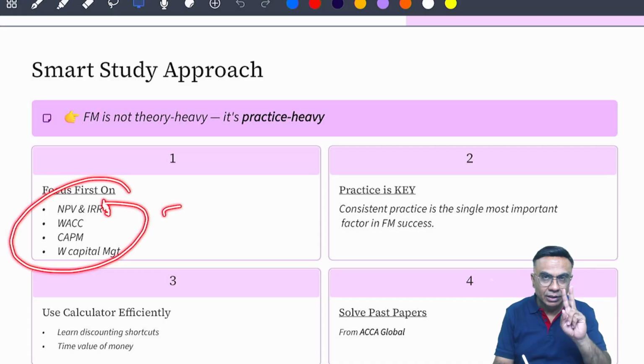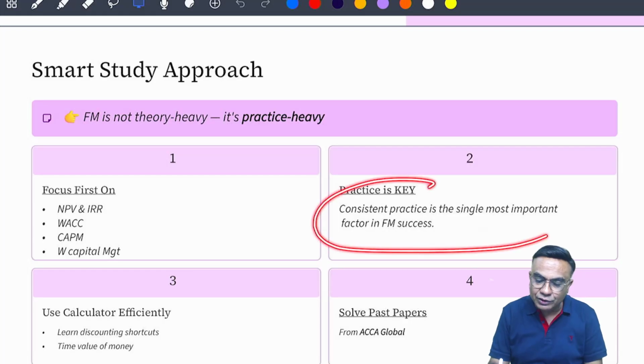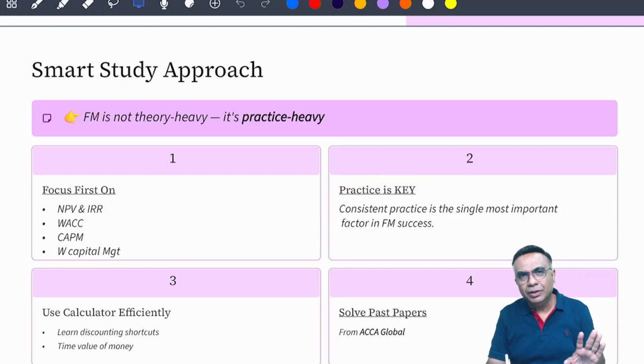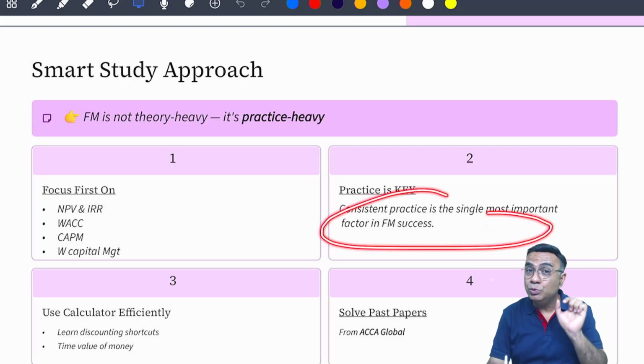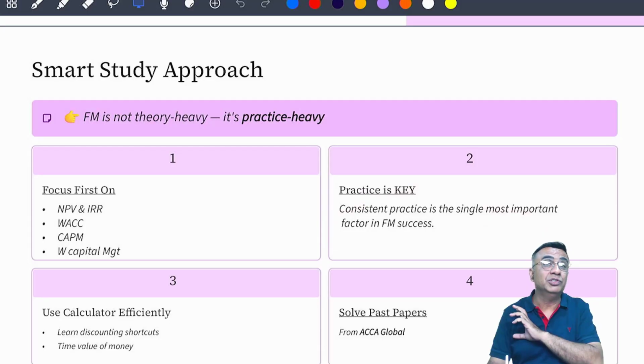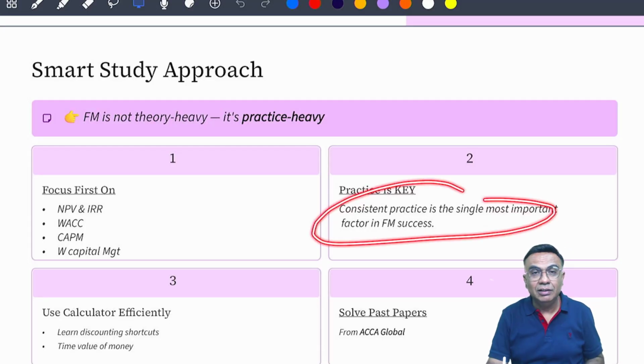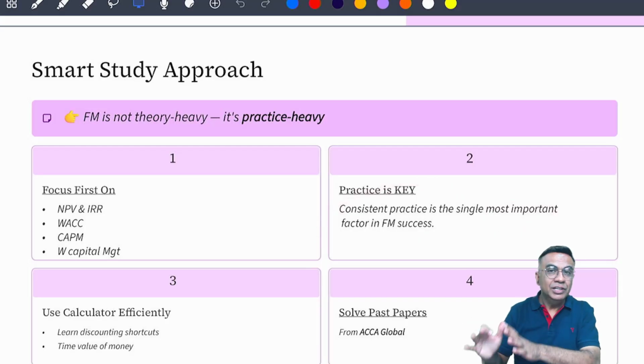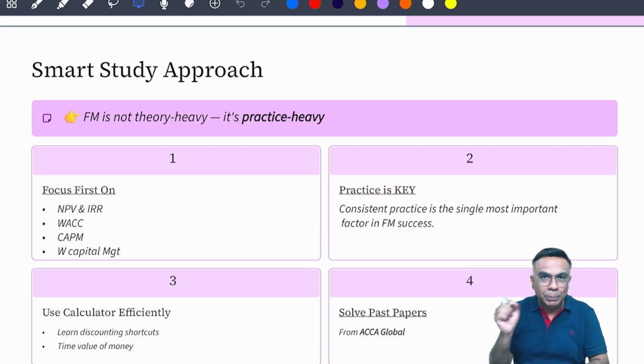Very important. Number 2, consistent practice, because it is more of practical. Around 60 marks is practical, 40 marks is theory. That practical part will be giving you more marks. Of course, theory is very important, but for the practical part, practice is key. It is very important to practice the questions.